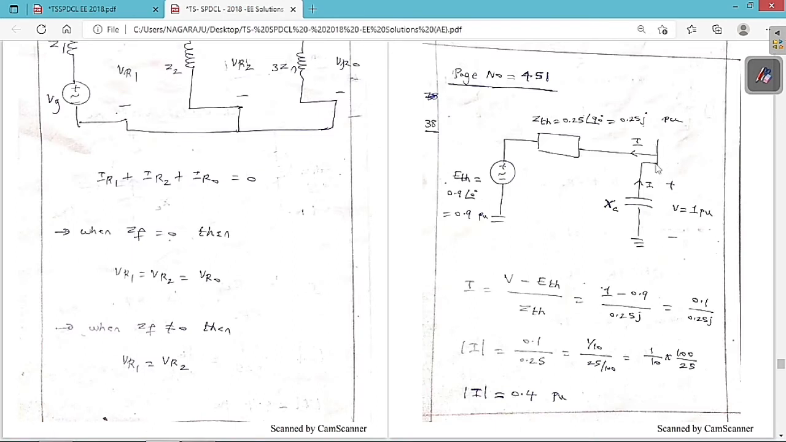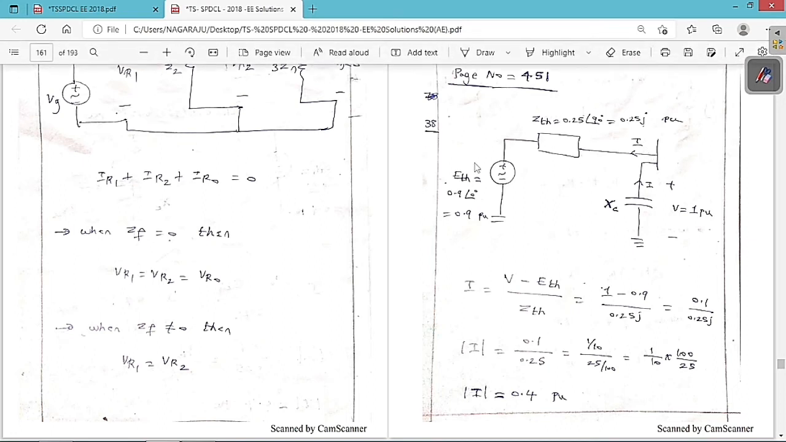See, this is the bus. Across this bus, I am going to represent the overall complex power system by a simple Thevenin voltage and Thevenin impedance. Thevenin voltage is equal to 0.9 at an angle of 0 per unit, which is simply 0.9 per unit, and the Thevenin impedance is equal to 0.25 at an angle of 90 degrees per unit, which in rectangular form is 0.25j per unit.